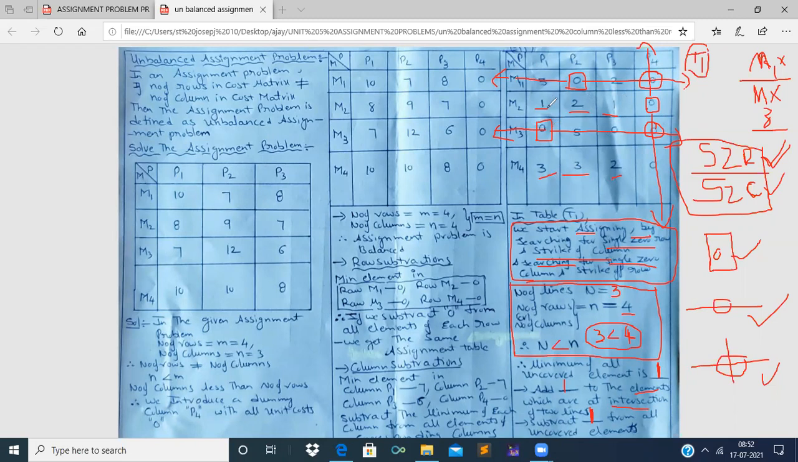That means from these elements which I am rounding up now, we have to subtract 1. Then we get 0, 1, 0, and here 2, 2, 1. And we have to frame a new table. At the intersection part of the lines, we get 1 and 1. Now we have to frame a new assignment table with the new cost. So let us proceed for the next table.